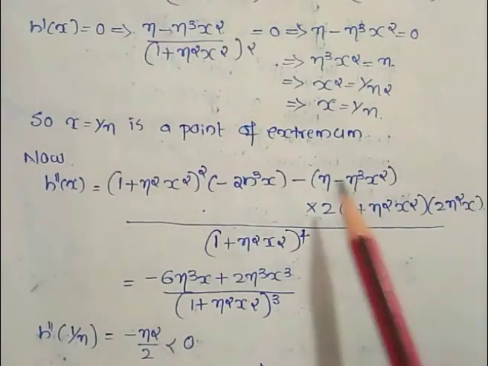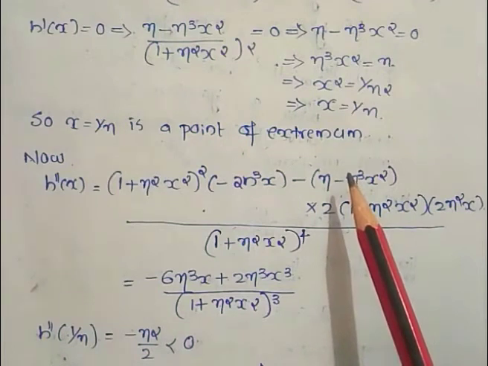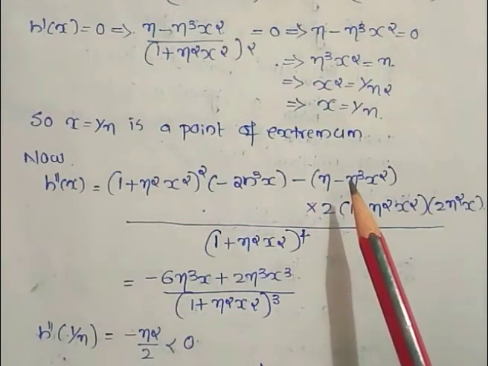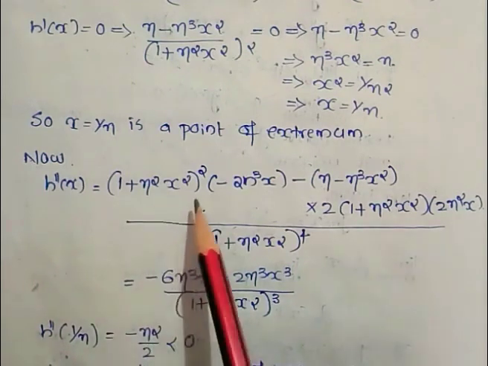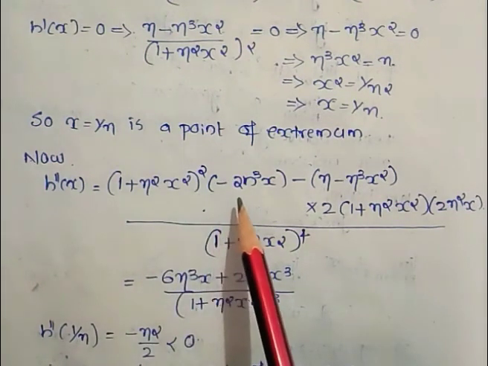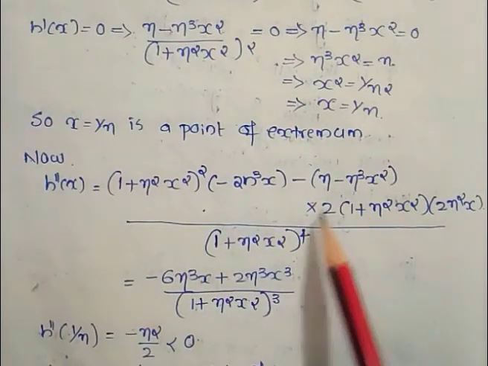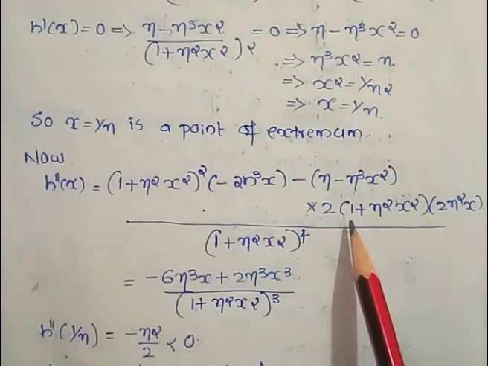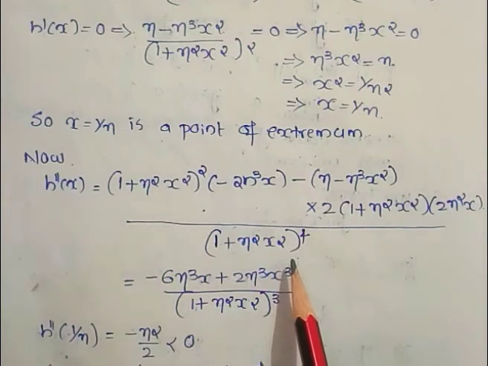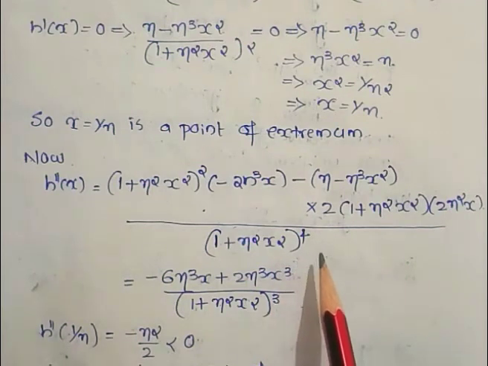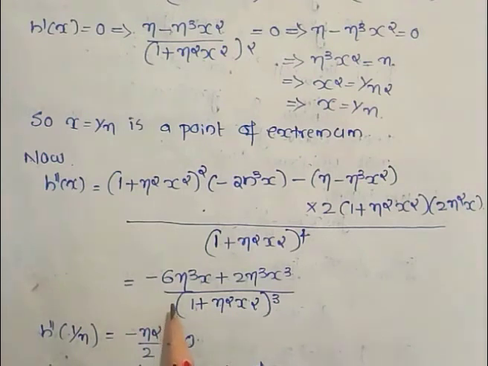So we get x = 1/n is a point of extremum. Next we want to check whether that point is a maximum point or not. For that first we want to find h''(x). So h''(x) = [(1 + n²x²)²·(-2n³x) - (n - n³x²)·2(1 + n²x²)·2n²x] / (1 + n²x²)⁴, which is equal to (-6n³x + 2n⁵x³) / (1 + n²x²)³.